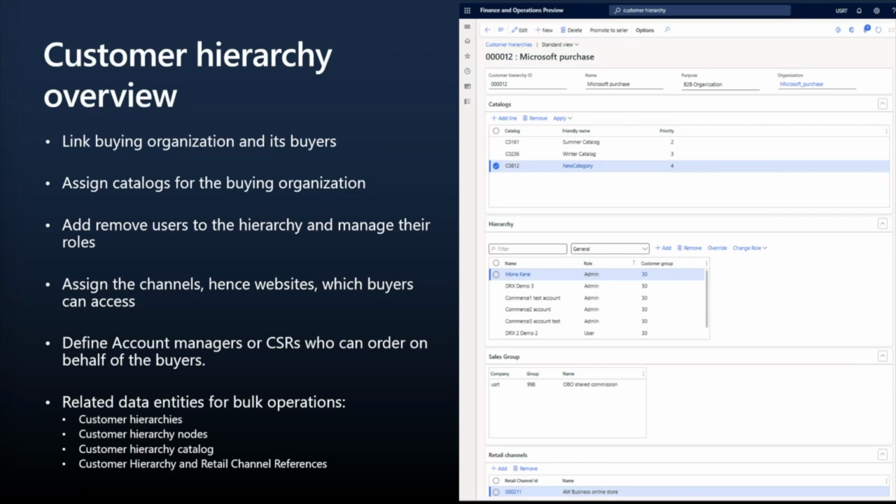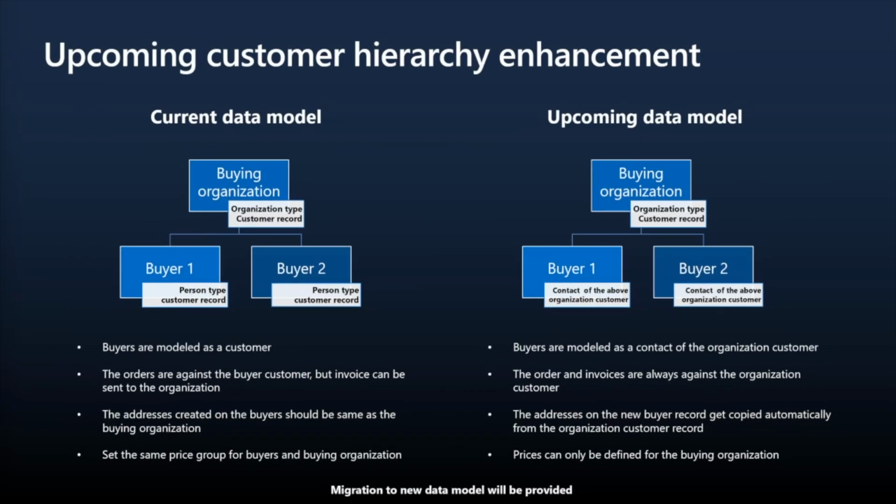Basically, if you have multiple websites and you want to control that this buying organization can only buy from one channel and not from other, or one site but not from the other site, you could control that access via this customer hierarchy model.